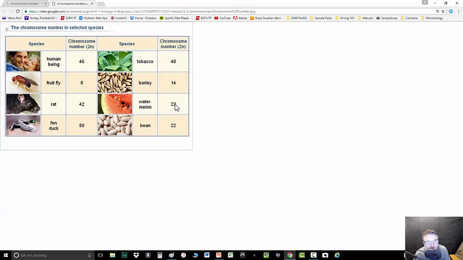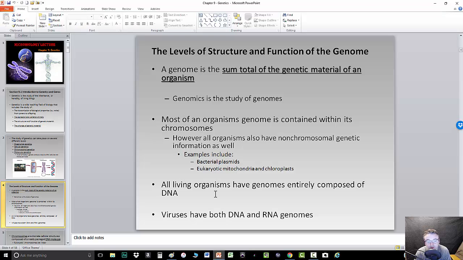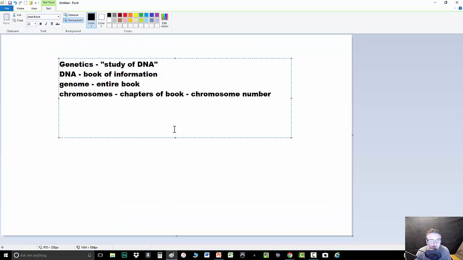Tobacco, 48, etc. Another interesting thing to point out here is that the organism's complexity is not at all related to its chromosome number. So in other words, more is not better. For example, tobacco actually has 2 more chromosomes than a human being. And I think it's safe to say tobacco is a little bit simpler than a human being. So interestingly, chromosome numbers are not equal to complexity. More is not better. But anyway, every organism, like every book, has a different number of chapters, which kind of fits that analogy.